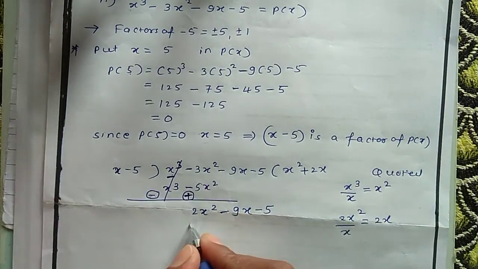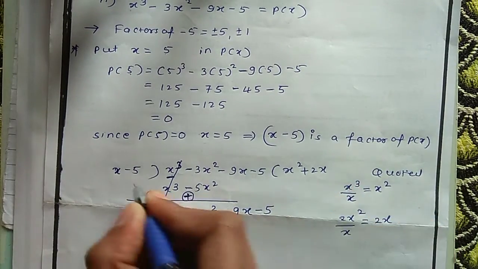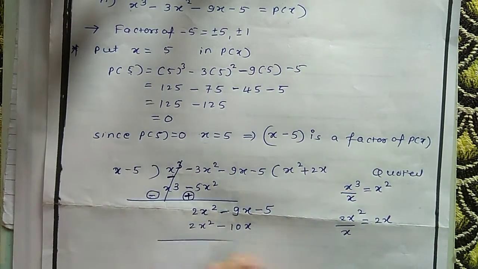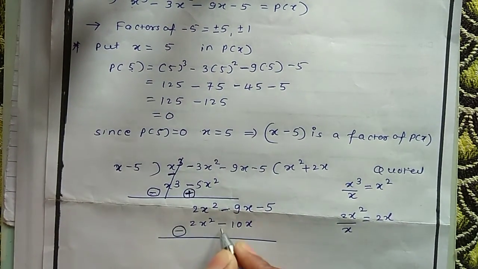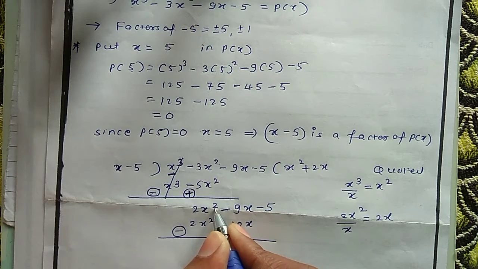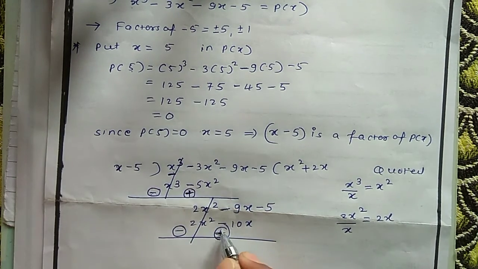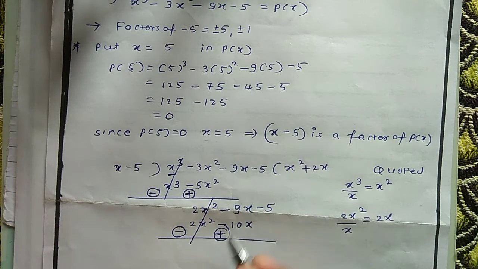2x into x is 2x square. 2x into 5 is 10x, plus minus is minus. This is minus, this will be plus. Plus 2x square minus 2x square, 0. Here this is minus, this is plus, so we have to subtract. 10x minus 9x is 1x. No need to write 1. Sign of the greater digit, that is 10. Its sign is plus. Minus 5 as it is.